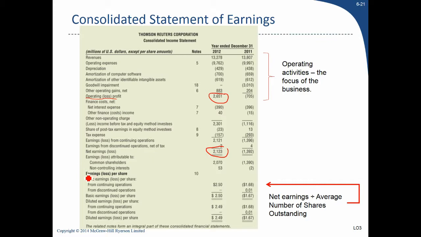Notice how they have an entire section for EPS, earnings per share. Basic earnings per share from continuing operations is just going to be your net earnings divided by the average number of shares outstanding. This is the same ratio we discussed in class a few times. But companies actually disclose this, and you could recalculate it and you get the same number.